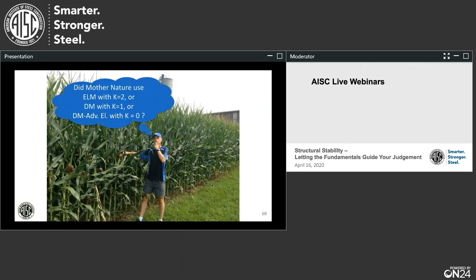My only point here, besides trying to wake you up with a graphic, is just to indicate that the building doesn't know how it was designed. It's just out there swaying in the breeze. You, as the structural engineer, used your judgment. You used a method that you felt confidence in, and you designed the building. So it's kind of fun.